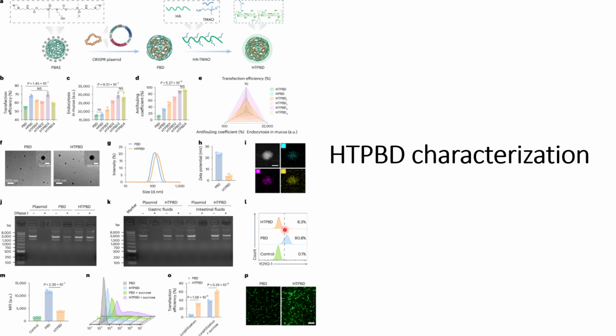So all these results together sum up to a point that their oral CRISPR injection method, that is HTPBDs, can be used to selectively target the mucus where colorectal cancers are found. So that's all for this video.